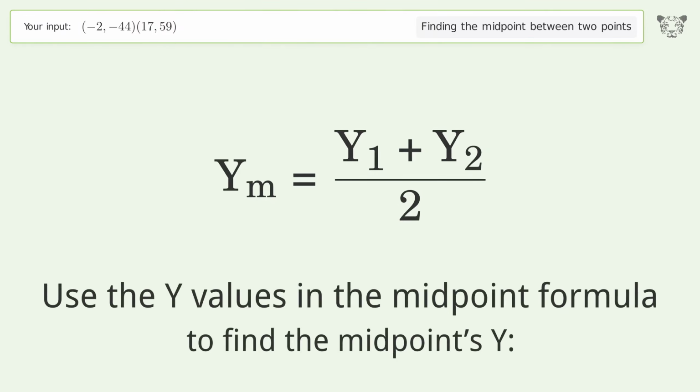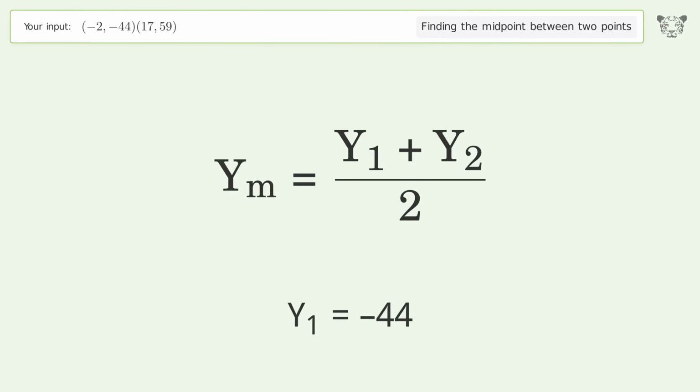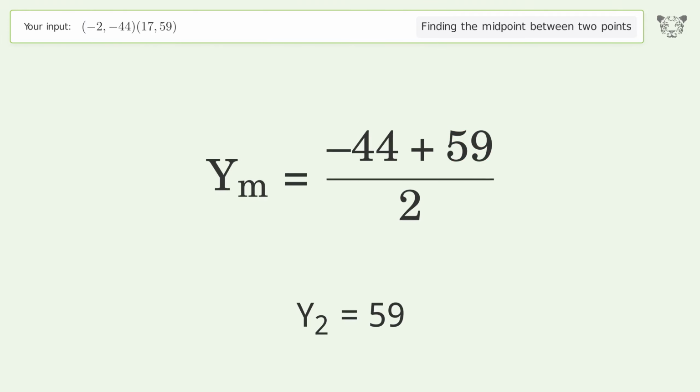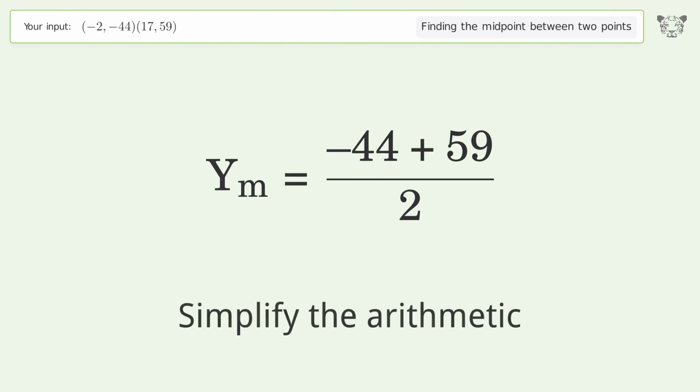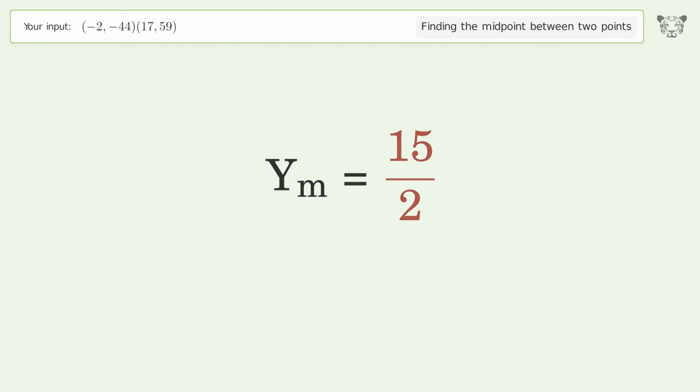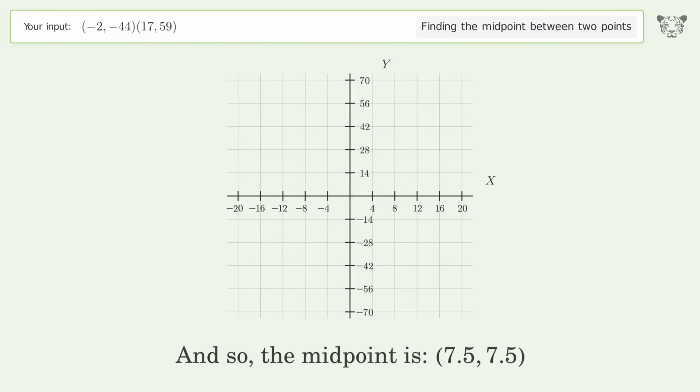Use the y values in the midpoint formula to find the midpoint's y. y1 equals -44. y2 equals 59. Simplify the arithmetic. And so, the midpoint is 7.5, 7.5.